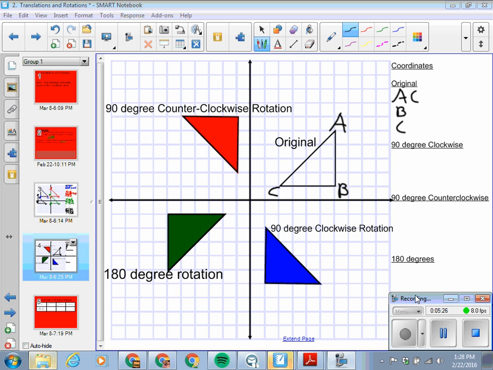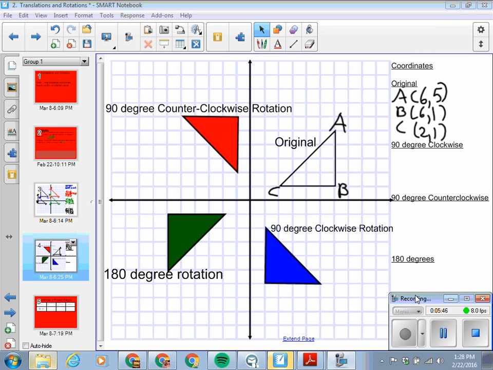So our A coordinate is at 1, 2, 3, 4, 5, 6. 1, 2, 3, 4, 5. 6, 5. Our B coordinate is at 6, 1. And then our C coordinate is going to be at 2, 1.